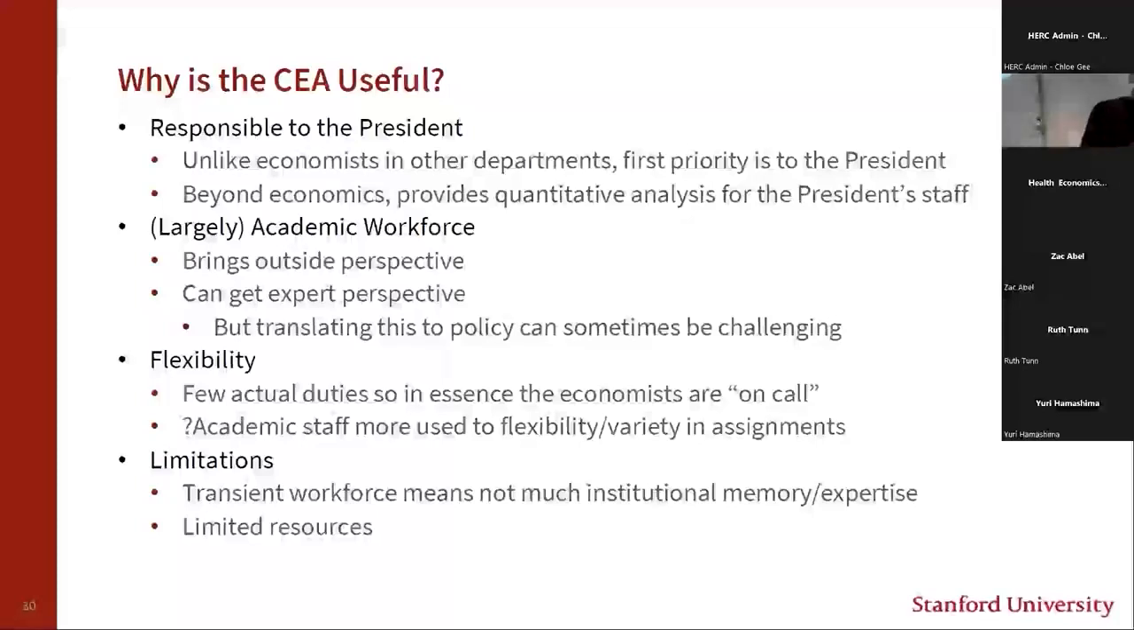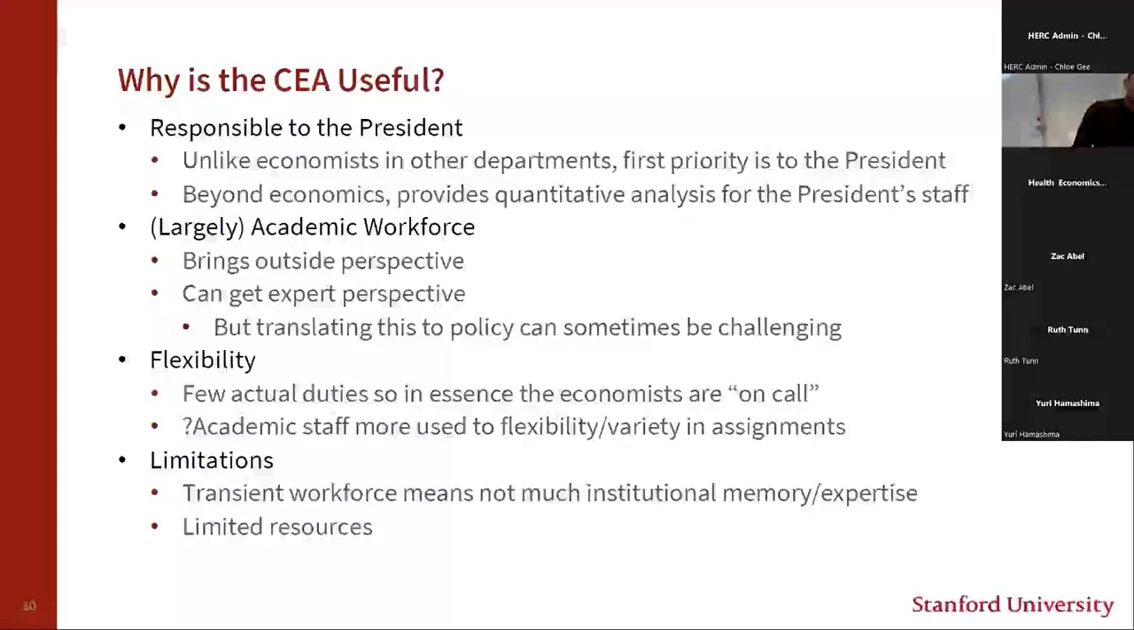I think one thing unique to the CEA is that it's largely academics, as opposed to people who are full-time government economists. Clearly, that brings an outside perspective. You might think that people in academia who are really good are probably more expert than someone in government who's studied a while. Of course, that doesn't always mean they're good at translating into policy, but at least you get some experts.